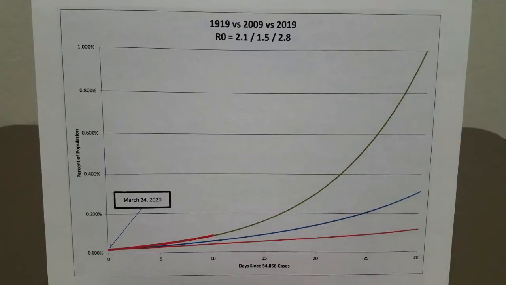And if we continue on that growth rate, then 30 days after March 24th, or basically late April, we're going to nearly have 1% of the population infected. That's a lot of people. That's over 3 million people.